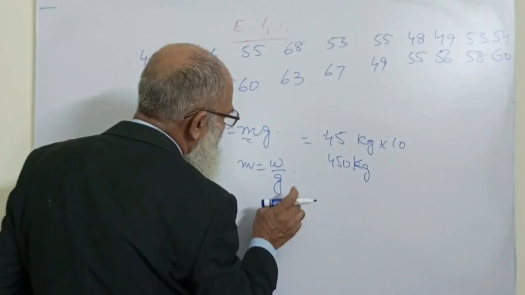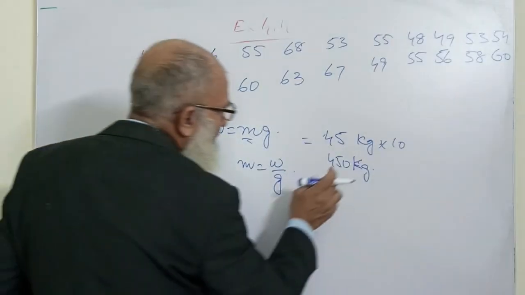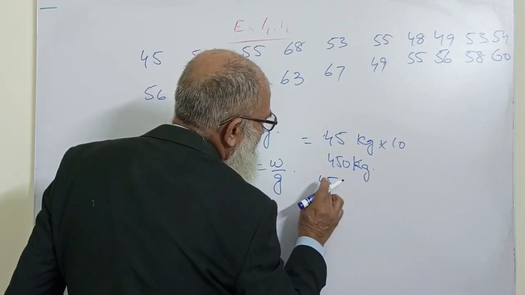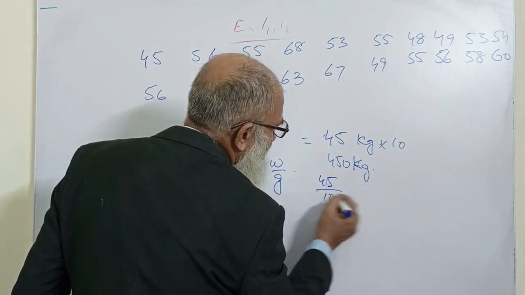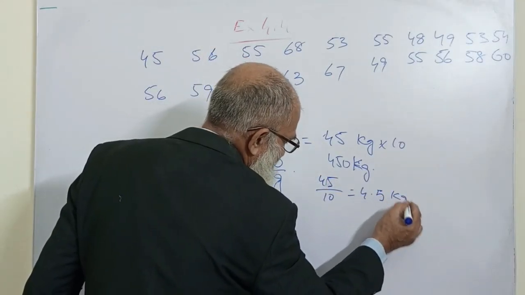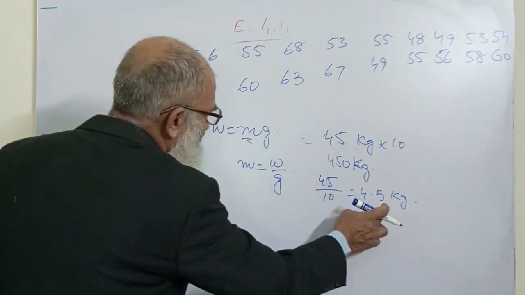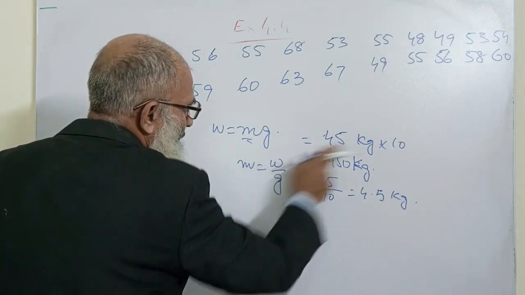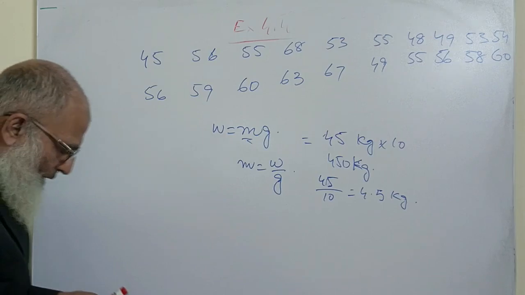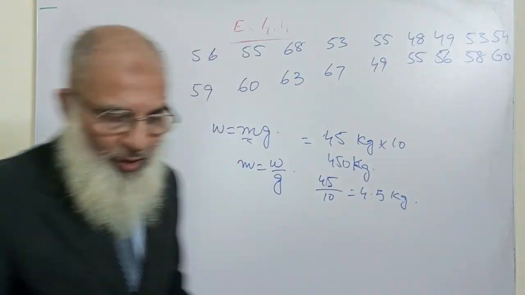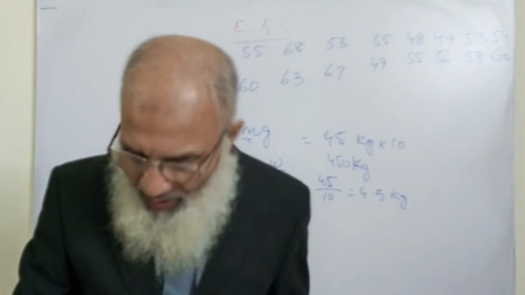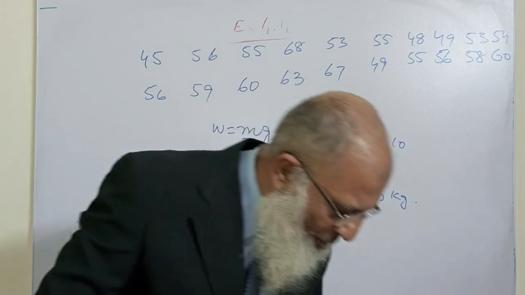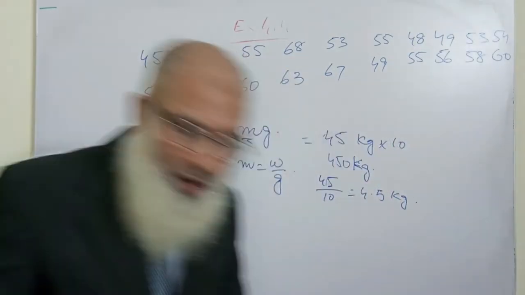When you say mass, it means 45 divided by 10, that must be 4.5 kg. The mass must be 4.5 kg when weight is given. And when mass is given, the weight would have been this one. So this was a short mistake which I have pointed out. So what we have to do is look at this data and the question: construct a stem and leaf diagram to display the data.